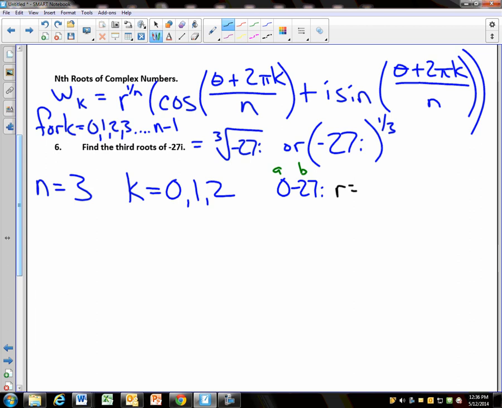So, if you're putting it in trig form, you've got to find r and theta. r is equal to the square root of, what's a squared? 0. b squared? Well, what's going to happen if you take 0 plus negative 27 squared and take the square root of it? You get 27. Yes. So r is equal to 27.